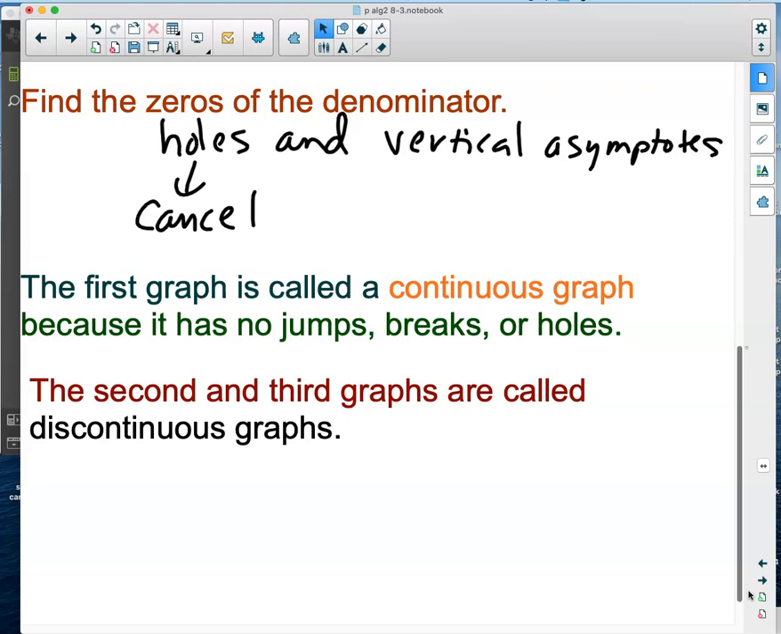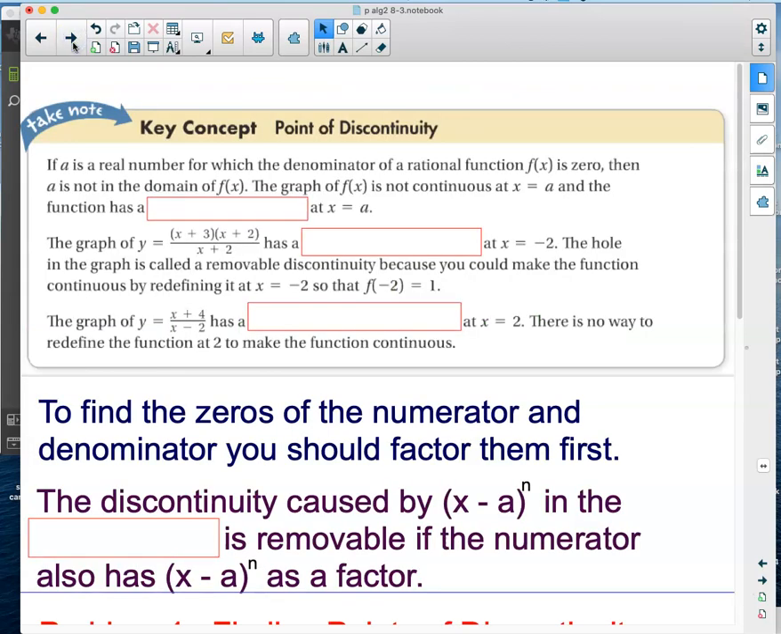And wherever the graph is not continuous is called a point of discontinuity. Where does something strange happen? Where do you have a hole? Where do you have a vertical asymptote? And then you have to know which one is which. And we've already determined it's not hard to tell. If it cancels out, it's going to be a hole. If it doesn't, it's a vertical asymptote.